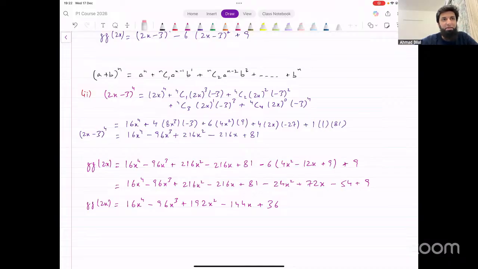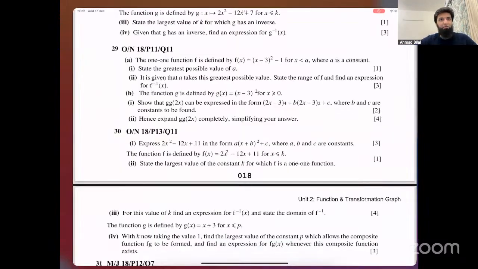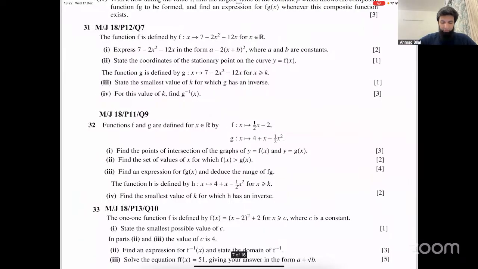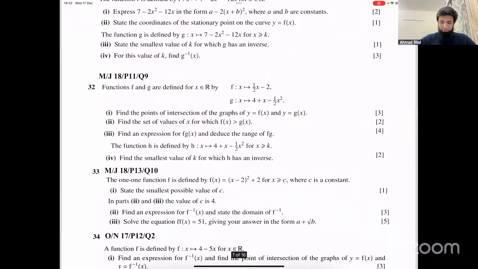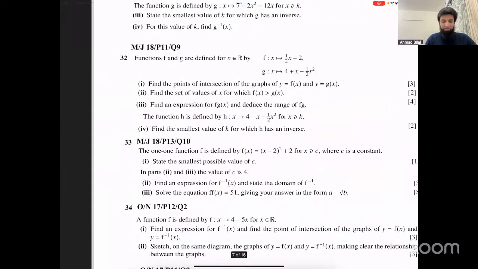52 and 56, are they questions from the functions worksheet as well? 32. Okay. 32, 52, and 56. Okay, let's try some of these now. Okay, question number 32 from the worksheet. Let's try this. Question 32.